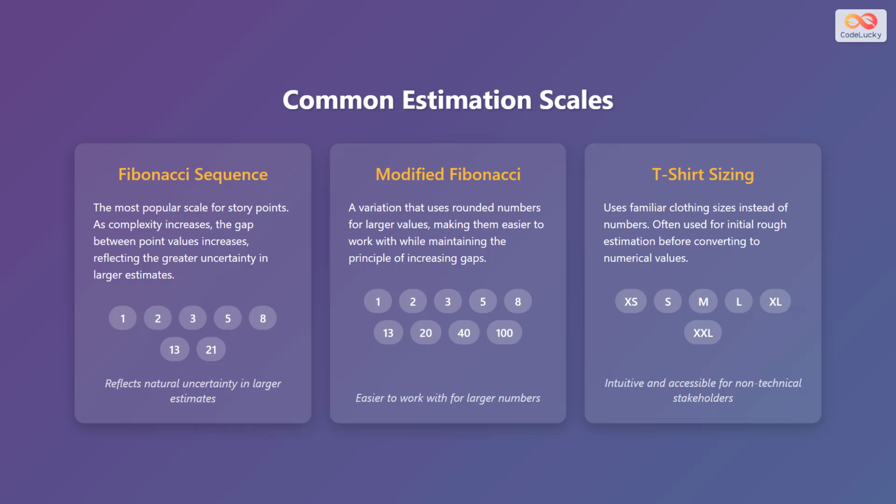T-shirt sizing is another method that uses familiar clothing sizes: extra small, small, medium, large, extra large, and double extra large, for initial rough estimation before converting to numerical values. This method is particularly intuitive and accessible for non-technical stakeholders.